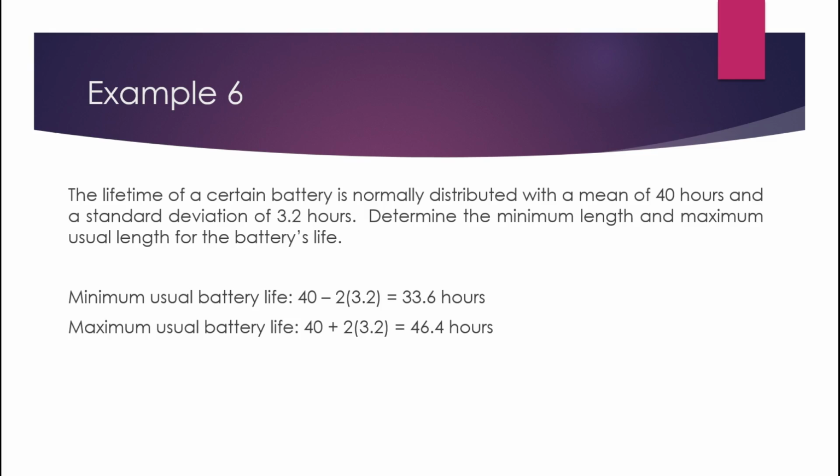The maximum battery life is going to be 2 standard deviations above the mean. So you can either add 3.2 on twice, or do 40 plus 2 times 3.2. That's 46.4 hours. So this is 2 above and 2 below, so if we combine this with the empirical rule, this would mean that about 95% of batteries would last between 33.6 and 46.4 hours that are of this type. So it's of this specific certain battery.